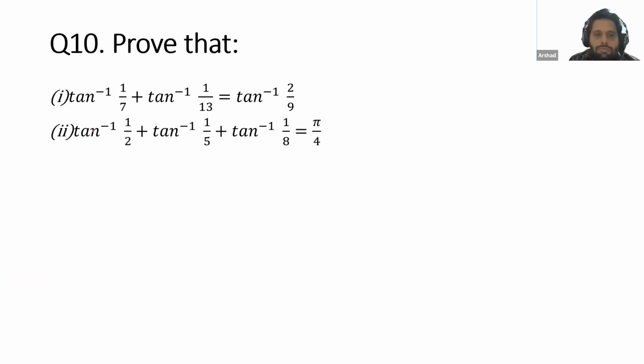Now the next one. Next is question number 2. Here you need to prove that this is equal to pi by 4. So what you need to do, first of all, please apply the formula to these first two terms. Then whatever answer you get in terms of tan inverse, apply the formula with this one, tan inverse 1 by 8. Okay, please try to solve this.